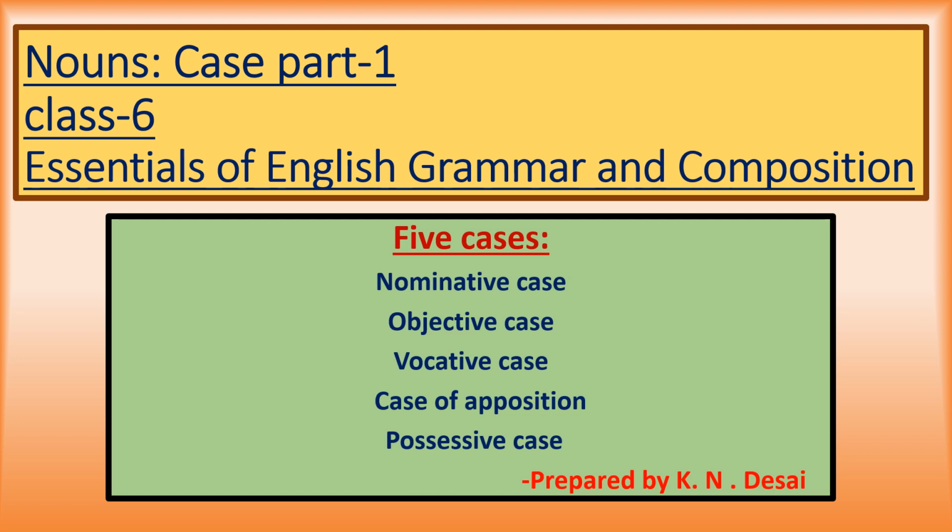The case of a noun or a pronoun tells us what the relation of that noun or pronoun is to some other word or words in a sentence. Let's understand this. This means that through case we know about the relation or the position of the noun or pronoun in a sentence. There are 5 cases in English grammar: the nominative case, the objective case, the vocative case, the case of apposition, and the possessive case. Let's talk about the nominative case first.